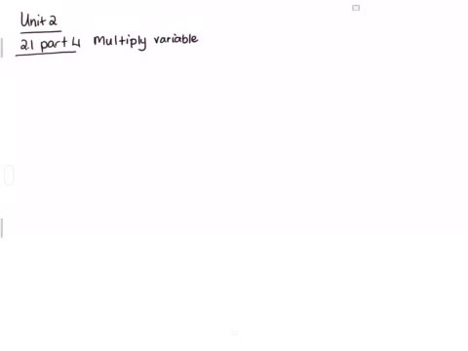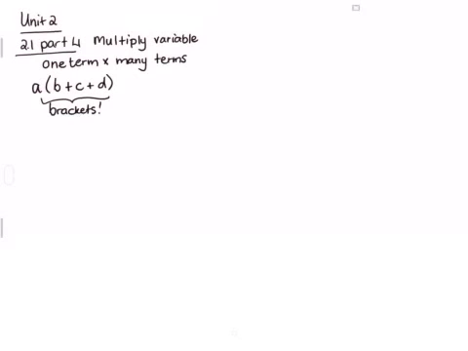We're going to now say, what if I have one term multiplied by more than one, so let's say many terms. So if I have A(B + C + D), right, please notice the brackets. It means that I'm multiplying the A by each of the B plus C plus D.